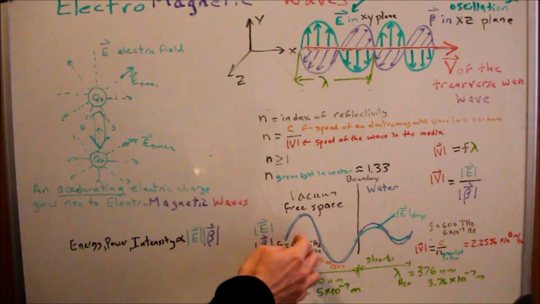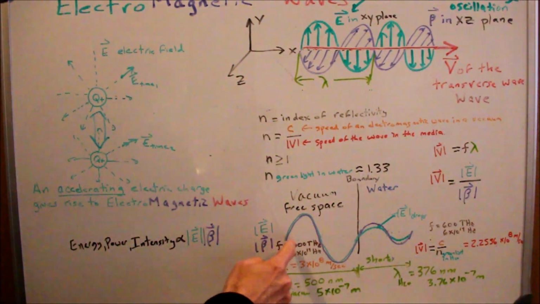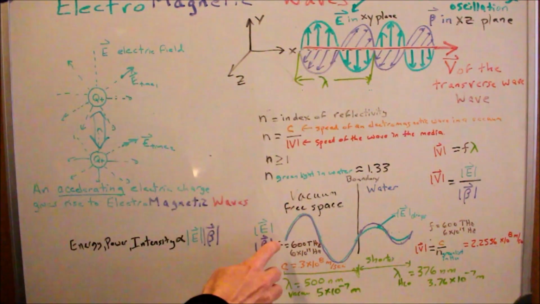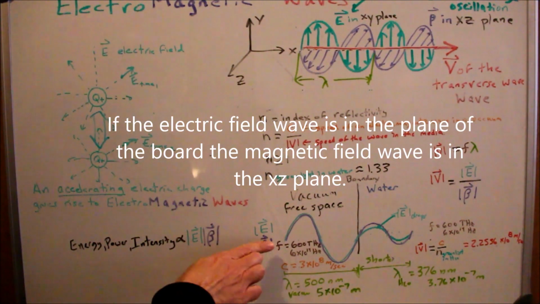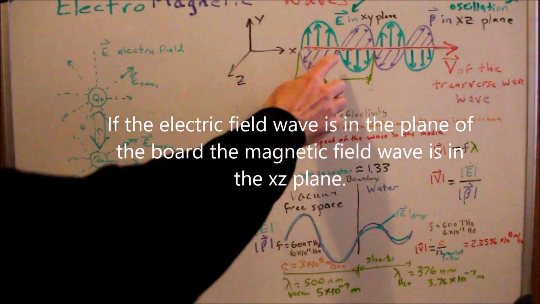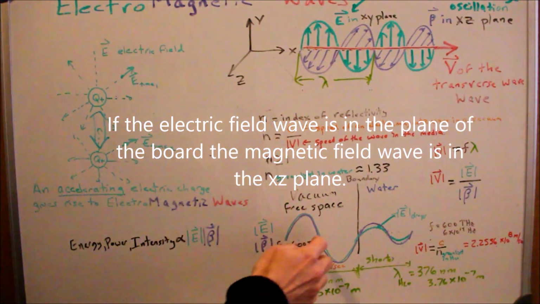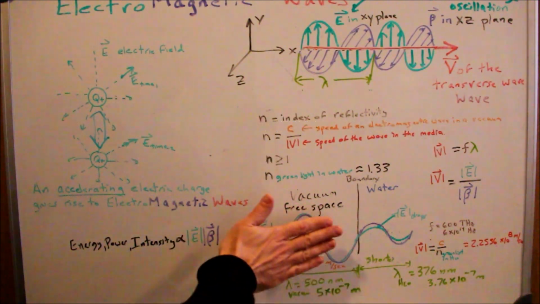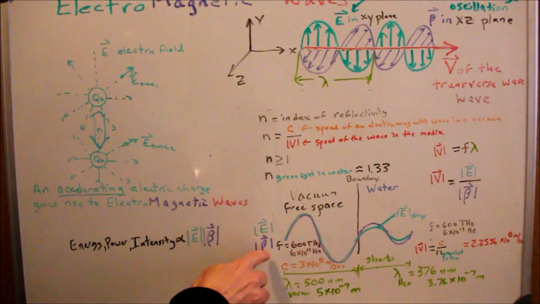And just to be clear, this is just showing magnitude. We clearly remember that the electric field and the magnetic field are perpendicular to each other. So the magnetic field's actual vector value would be, if the electric field is in the plane of the board, the magnetic field would be in the xz plane, so my velocity is going this direction.